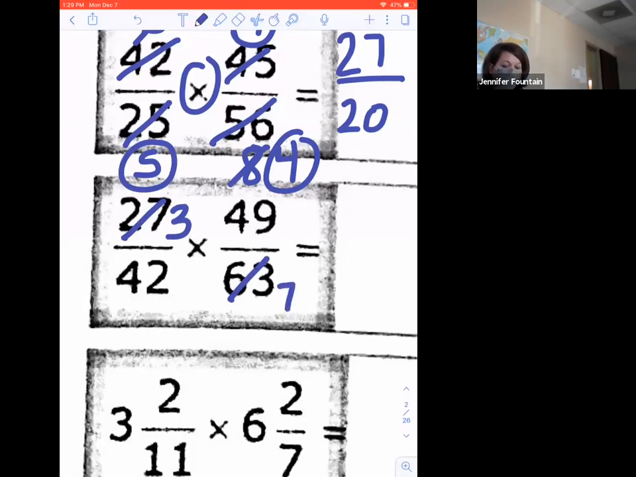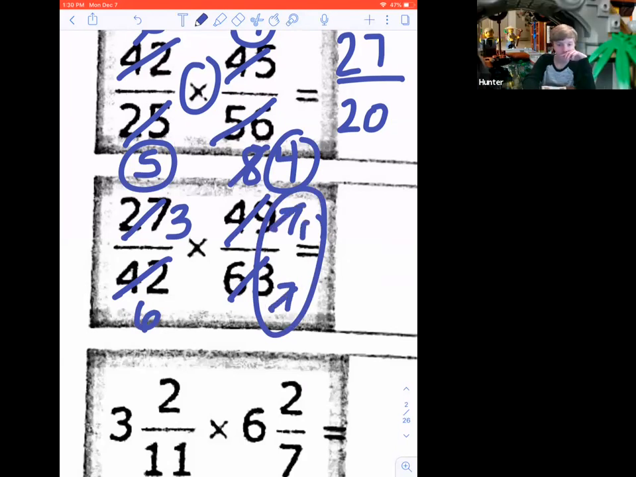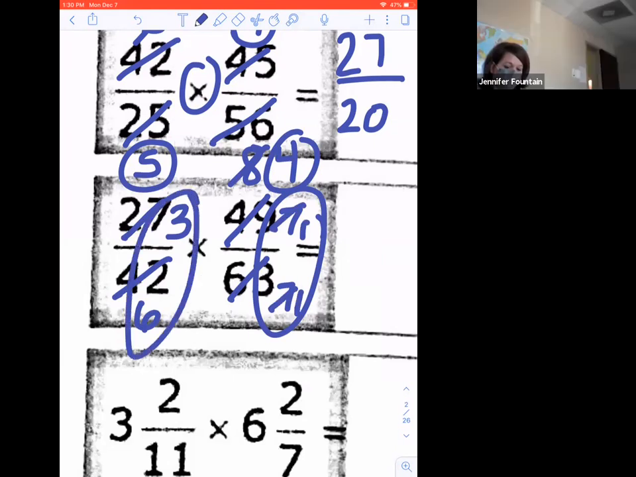What about 49 and 42? We can divide those by 7, right? 49 divided by 7 is 7. 42 divided by 7 is 6. What happens with this 7 over 7? What do they simplify to? 1. 1 over 1. And what about 3 over 6?